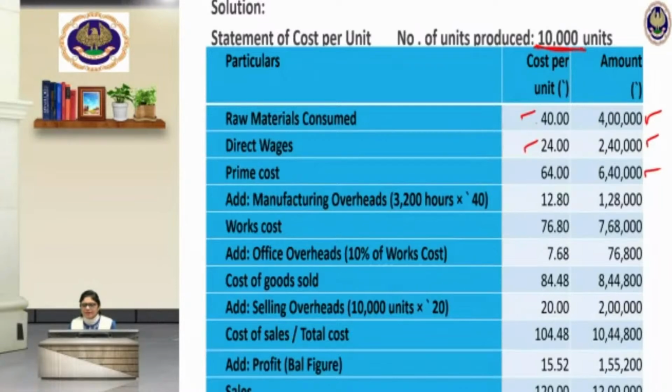So you have to divide everything by 10,000. So this is the cost per unit. This is the first answer of your question. Total cost divided by total units. You will get the cost per unit.